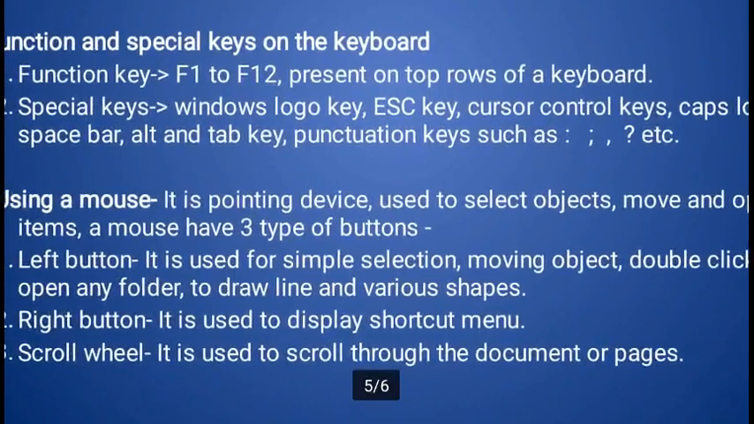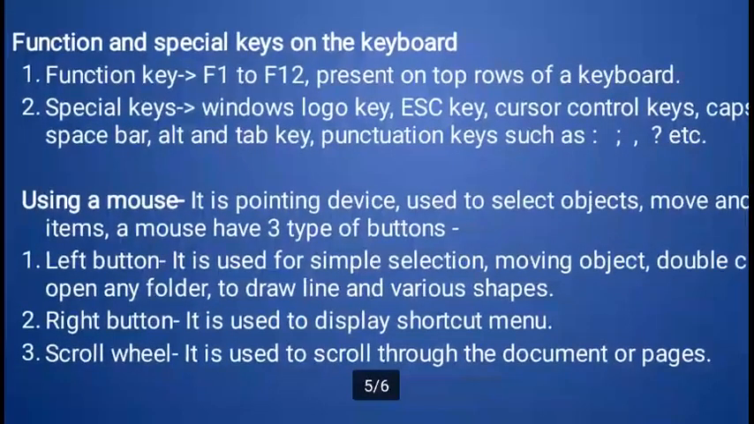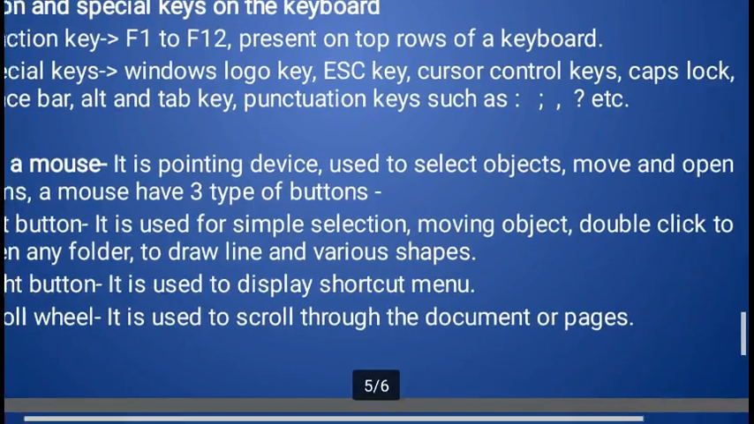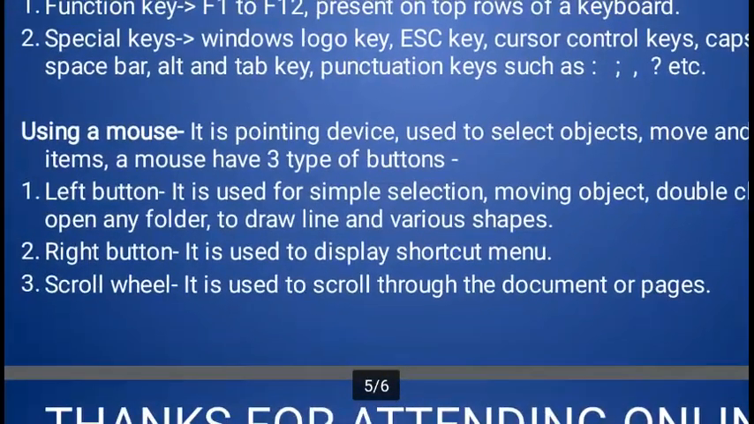We also use a mouse. It is a pointing device used to select objects, move and open items. On any mouse you can see three types of buttons available. The first button is the left button. It is used for simple selection. The left button is always used for simple selection, moving objects, double clicking to open any folder, and drawing lines and various shapes.